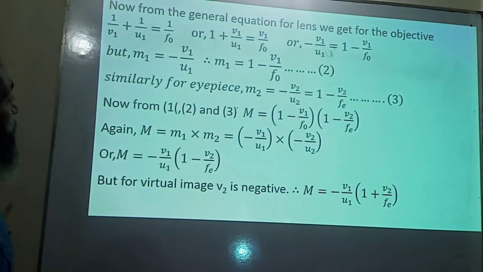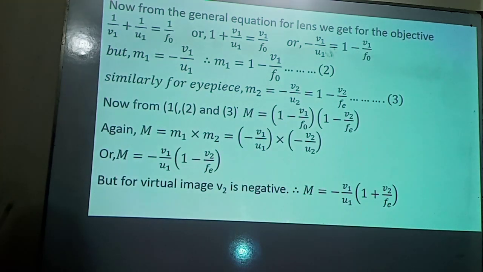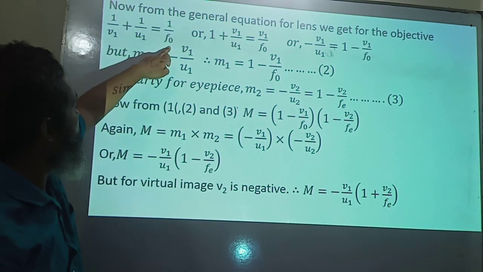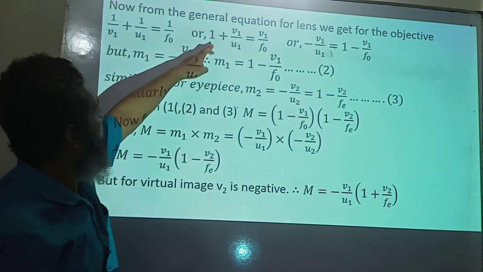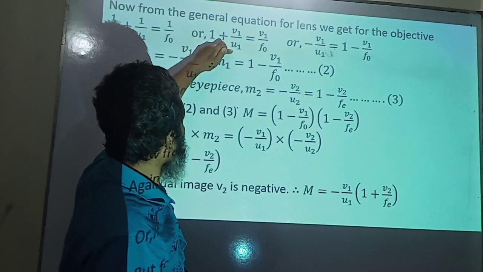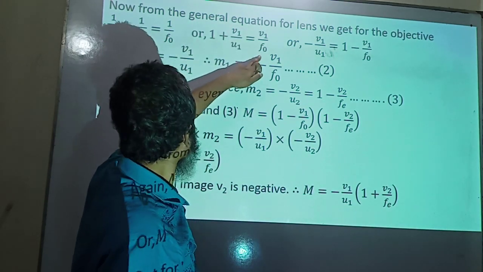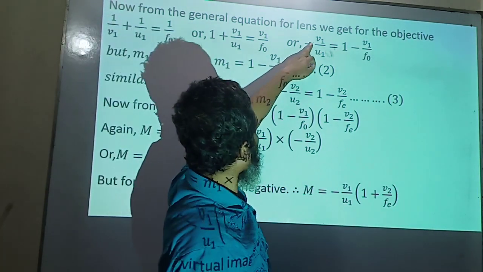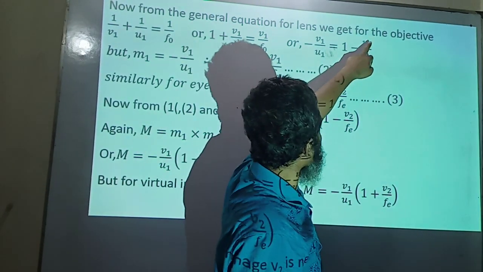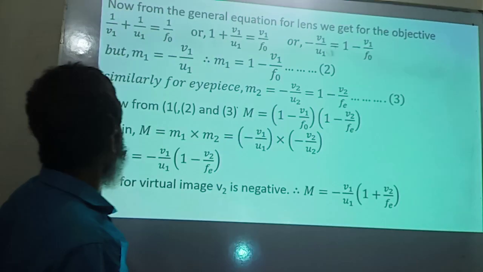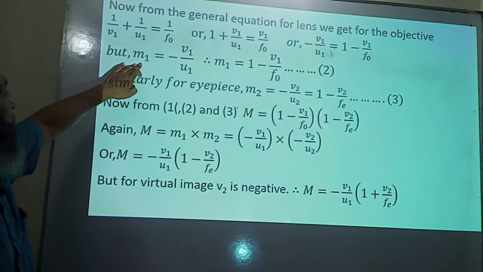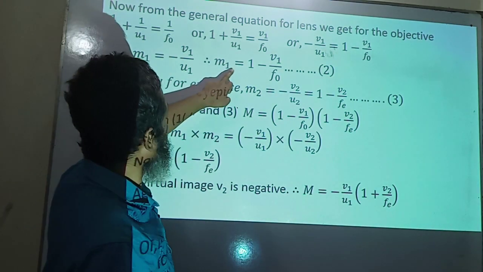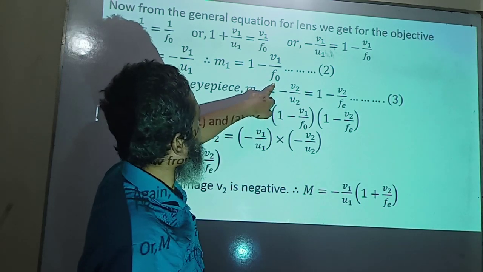From the general equation for lens we get for the objective, 1 upon v1 plus 1 upon u1 is equal to 1 upon f0, or 1 plus v1 by u1 is equal to v1 by f0. If we multiply both sides by v1, then we get minus v1 by u1 is equal to 1 minus v1 by f0. But we know magnification m is equal to minus v1 by u1. Therefore m1 is equal to 1 minus v1 by f0. That is equation number 2.